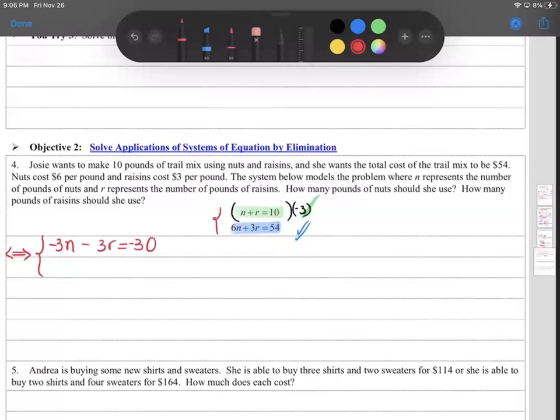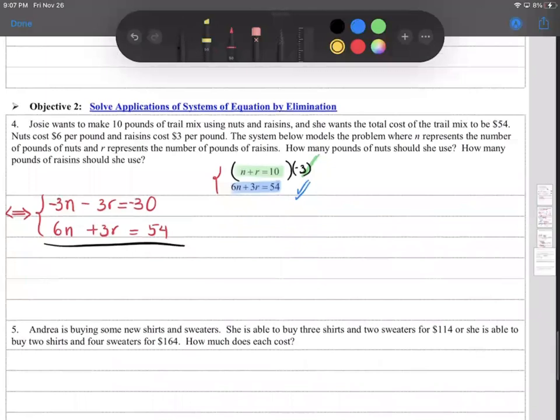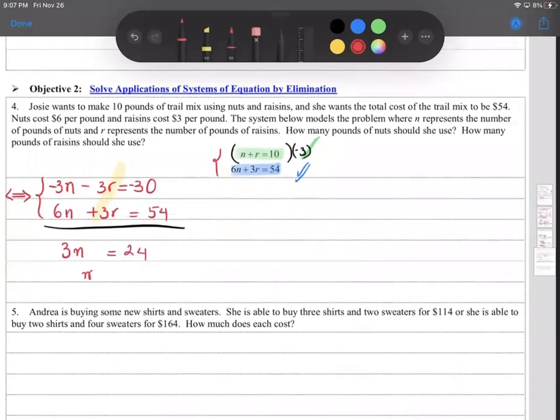And then rewrite the bottom one, 6N plus 3R equals 54, and then add them together. R is gone. I have 3N equals -30 plus 54, which is 24. Divide both sides by 3: N equals 8 pounds.